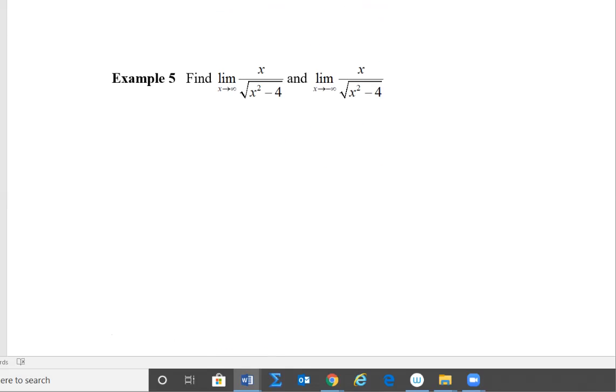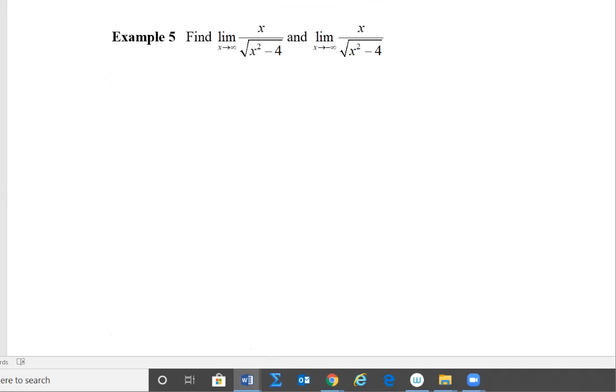Now here, these are not rational functions, so you can't use what we just did. You have to try something else. Immediately, I'm going to notice that with a direct substitution, I'm getting infinity over infinity. So what I'm going to do is something like I did in the last problem, but I have to determine what to divide by.